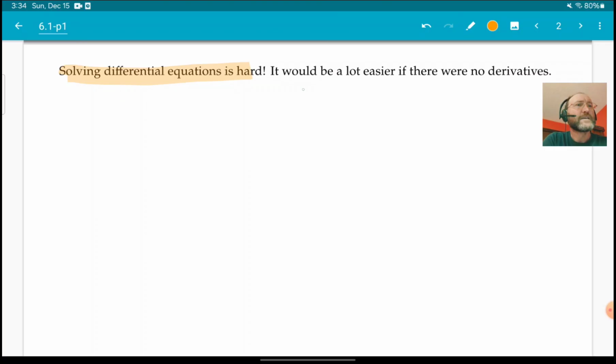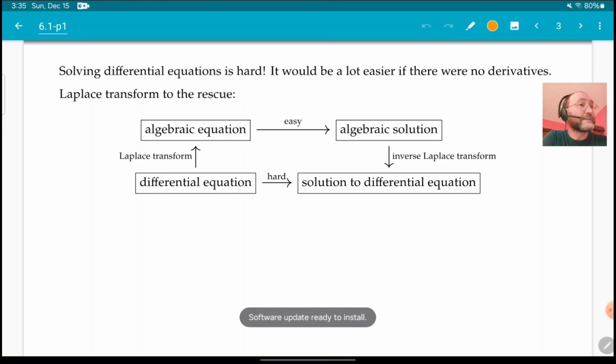And it would be a lot easier if we just had equations but no derivatives, right? If we just had these, let's call them algebraic equations. There's no derivatives whatsoever. There's just the different variables are multiplied, added, and so on. And then we have an equation, and then it's just algebra to solve. So that would be nice.